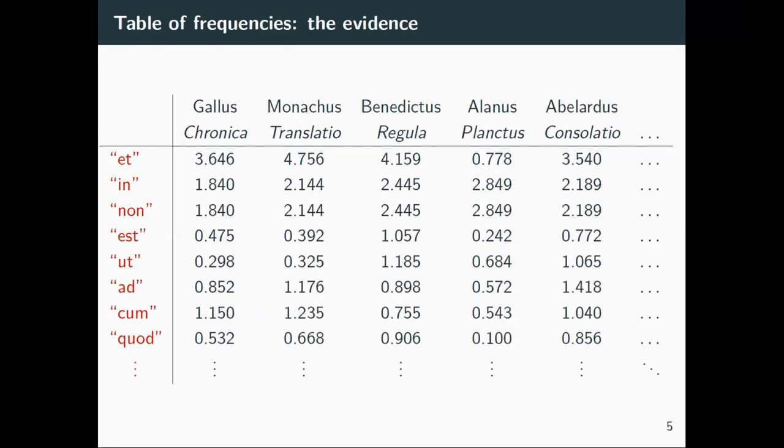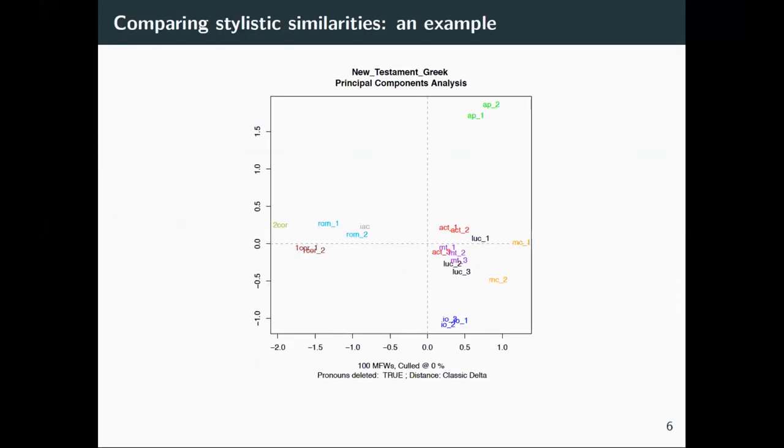Right, so you take the same number of features, be it very frequent words or some other features, and you compare them across your corpus, right? In order to find some similarities and dissimilarities. And this is one of the possible final outcomes of such a procedure.